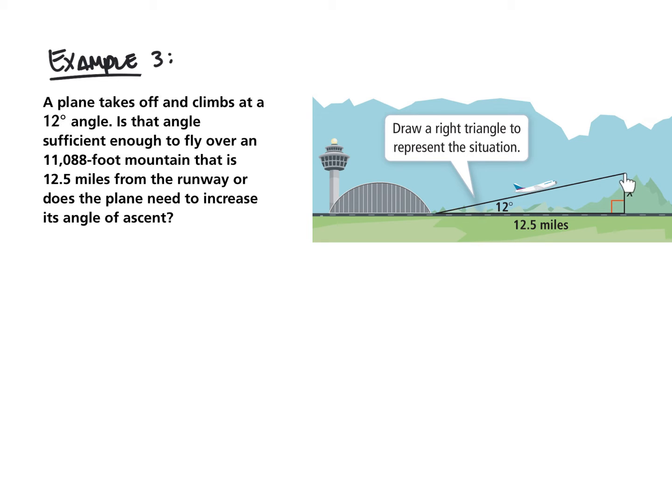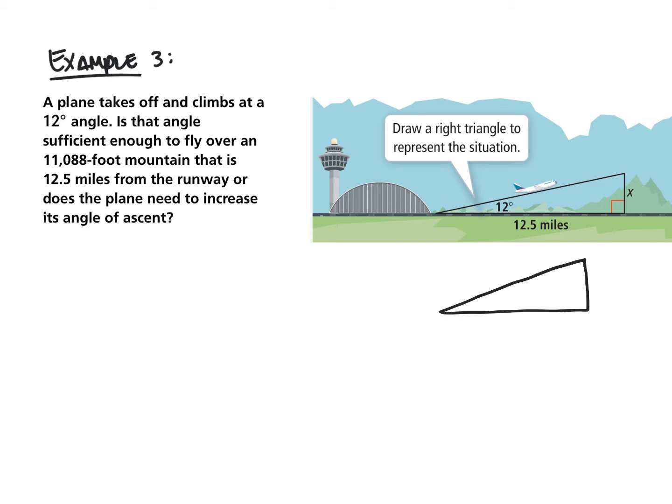We need to know, is that point far enough off the ground for the plane to clear the mountain, or is it going to smash into the mountain and kill everybody inside the plane? So we're going to find what this x is, but you can see we're going to use the same idea. I'm going to redraw this triangle down here, just without the rest of the picture in there to distract us.